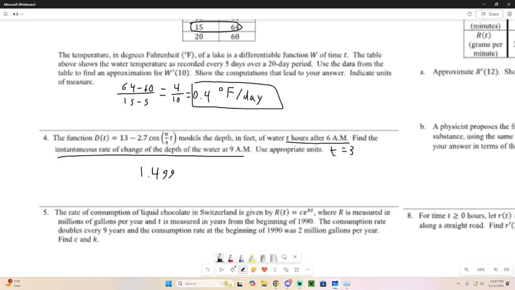And then it's dependent per independent. Our independent is what t represents, which is hours after 6 a.m. And our dependent is what d of t represents, which is the depth in feet. So it's going to be our dependent, feet, per our independent, hours, so feet per hour.